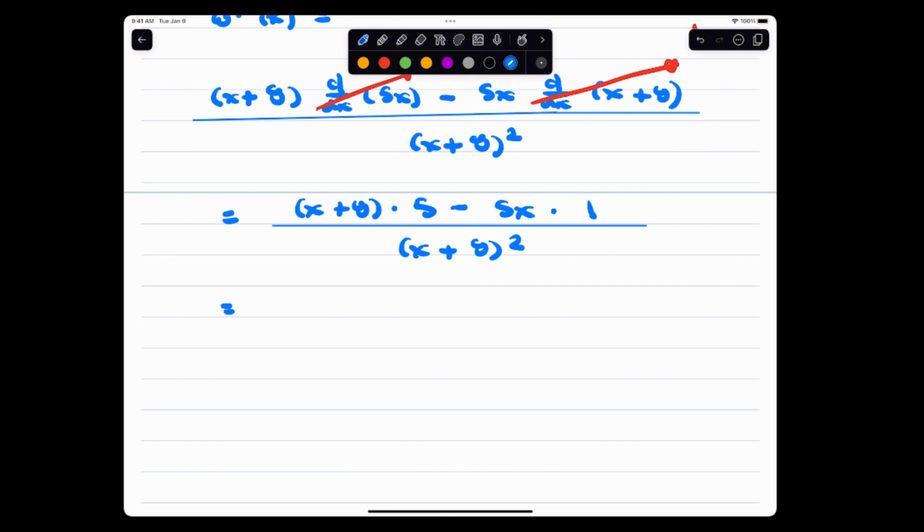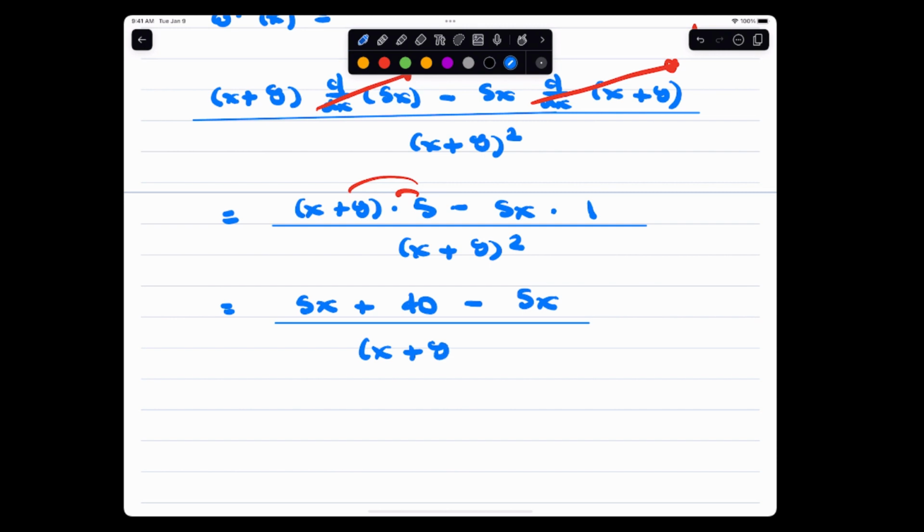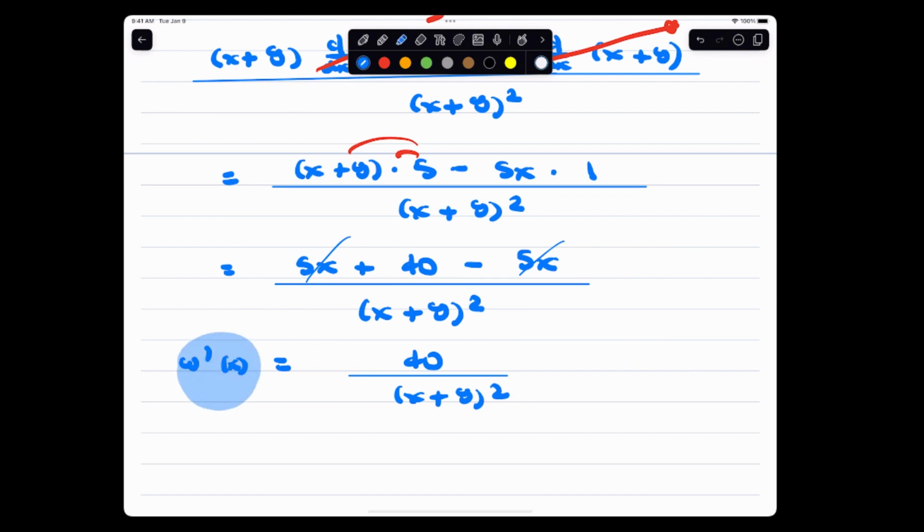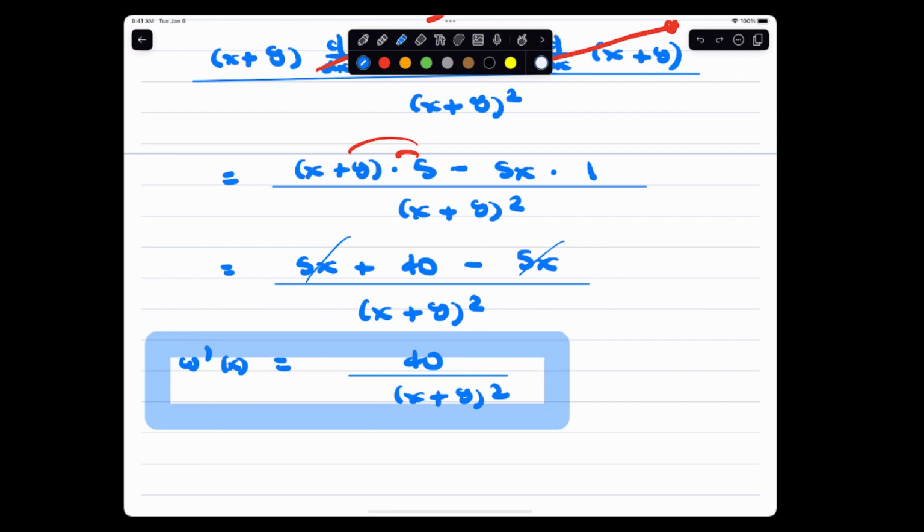Okay, so what do you guys do with this now? You're going to have to do some what? A little bit of algebra. 5x plus 40 minus 5x, everything over x plus 8 squared. So, ladies and gentlemen, what happens now? Don't you cancel? And then you're left with 40 over x plus 8 squared. Easy peasy lemon squeezy. I guess today we're going to have to use another box to draw our conclusion, right?